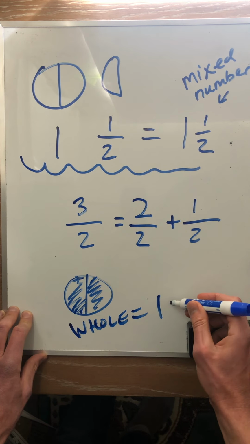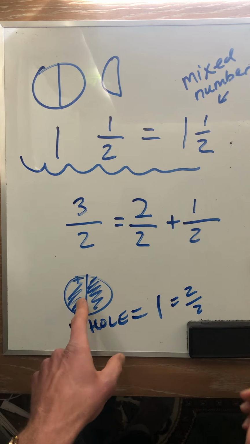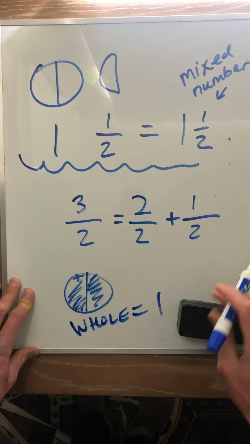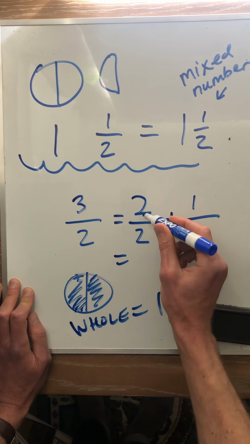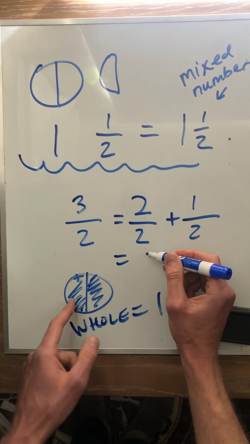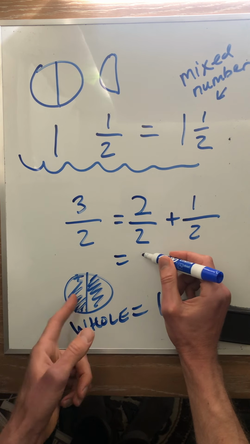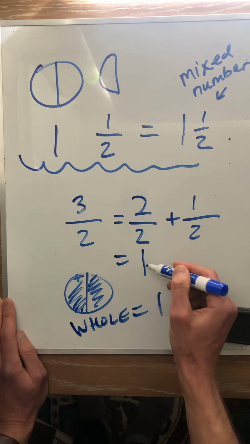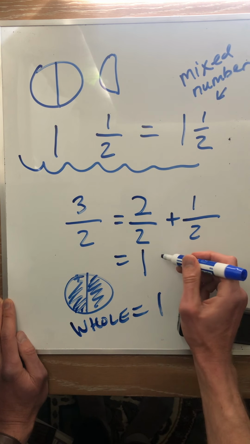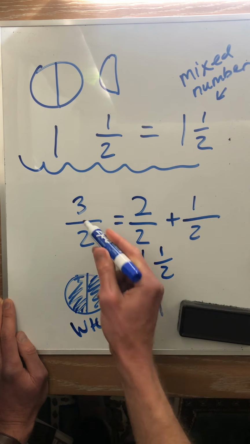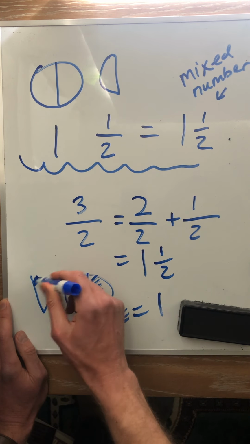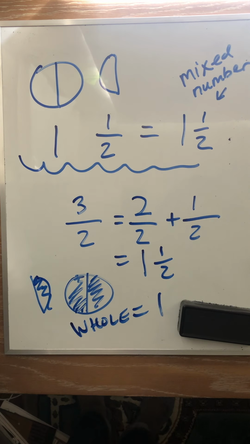And in this case, it's 2/2 because it's been cut into halves. So because a whole equals 1, I can substitute 1 for 2/2, because guess what? 1 is 2/2. I've got 1 pizza that's been cut into halves. So I substitute 1 for the whole that I have, and then I add the half. So 3/2 is 1 and 1/2. Right there. That's what we're going to be doing tomorrow too.